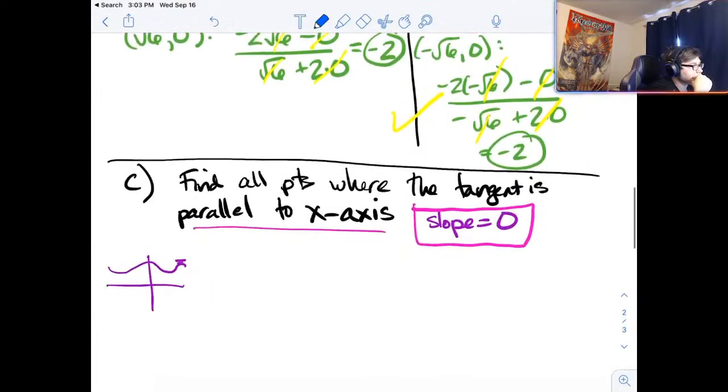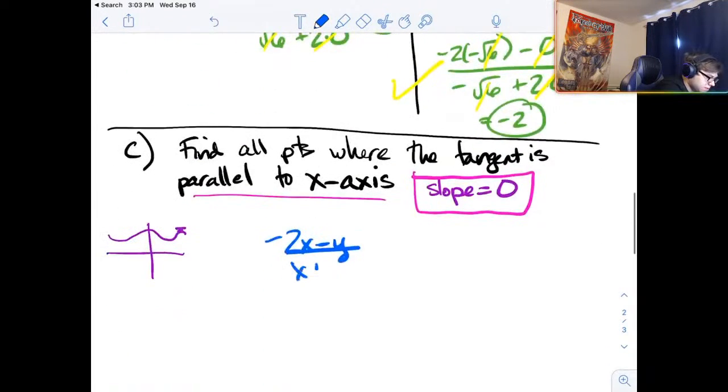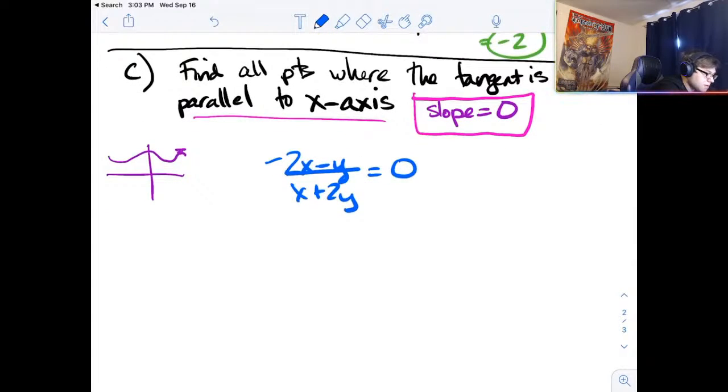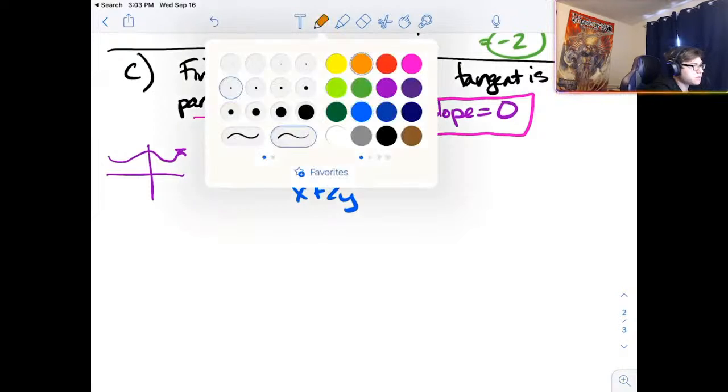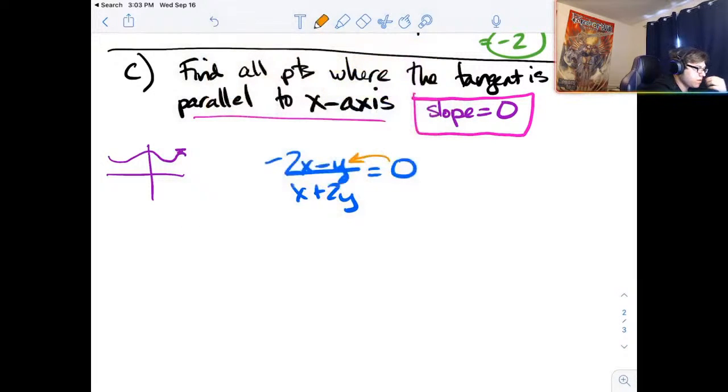We are going to take the slope, which is negative 2x minus y, over x plus 2y, and we're going to force that to be equal to 0. Now, in the world of fractions, you guys, a fraction can only truly be equal to 0 if its numerator is equal to 0. If the denominator were equal to 0, we would actually be dealing with undefined, and that's not what we want. So what I'm going to do is compartmentalize this so that just my numerator is set equal to 0. Adding the 2x to the other side.